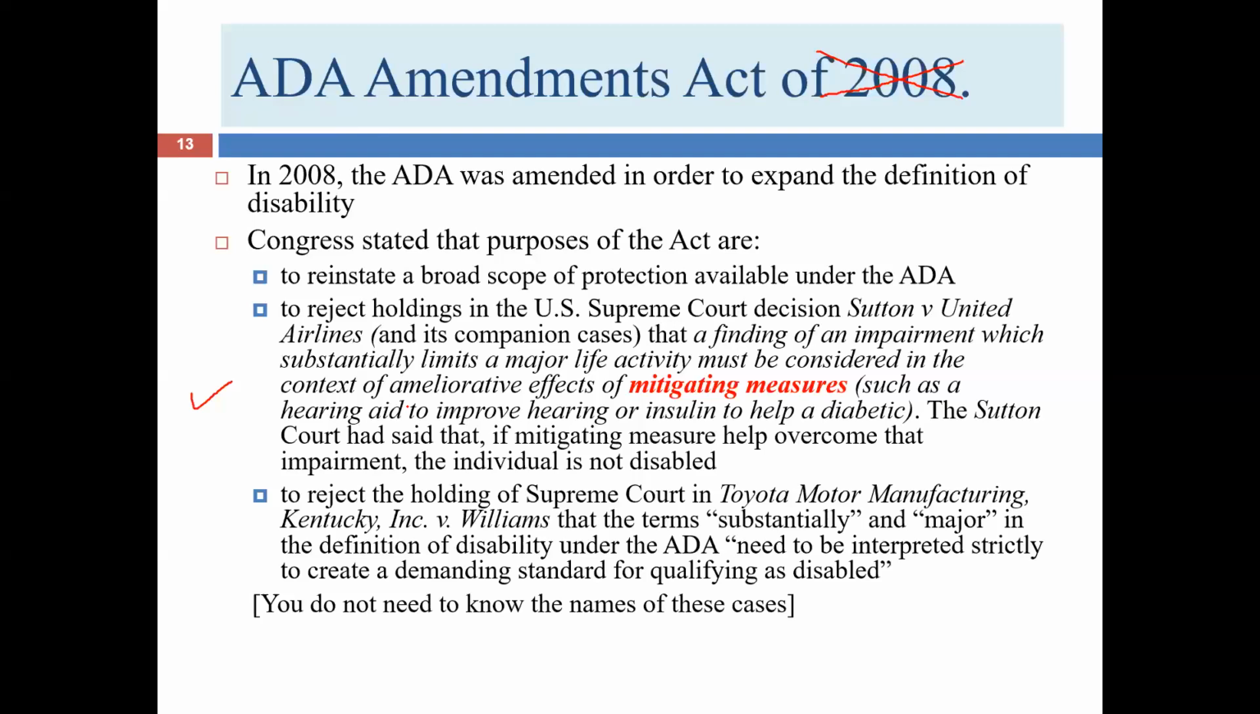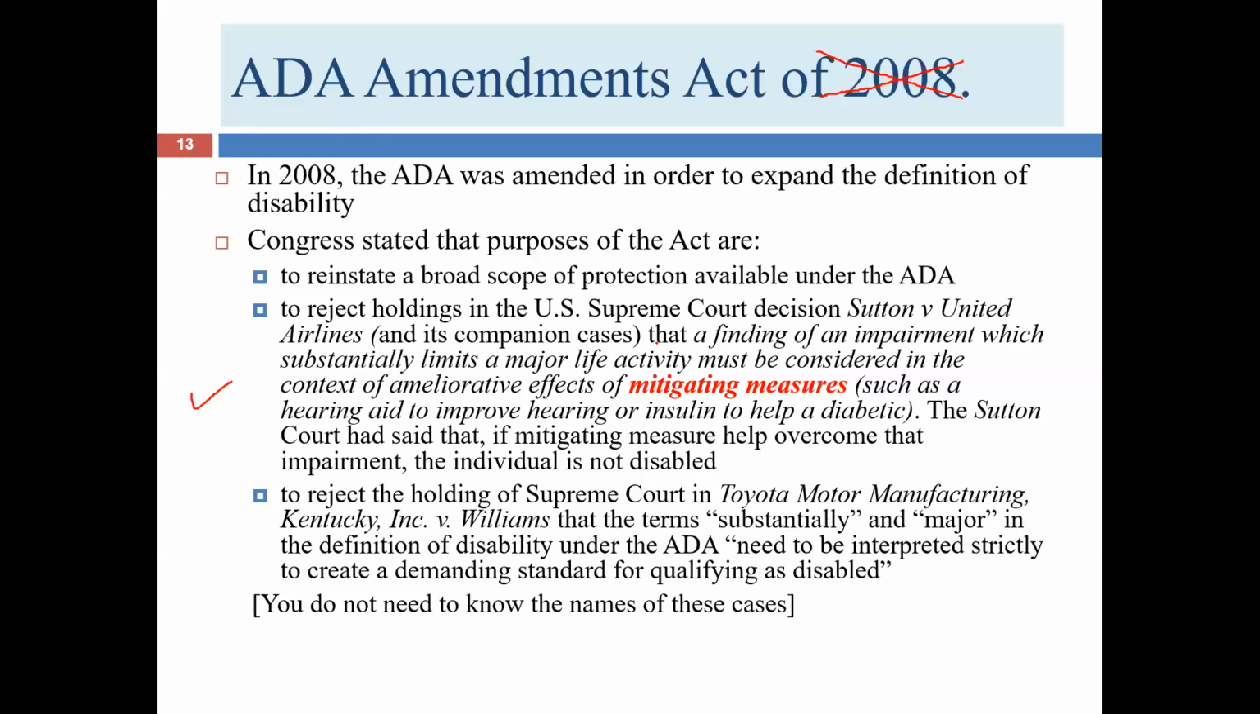The one exception is we do consider eyeglasses. So if when I put my eyeglasses or contacts on, I can see reasonably fine. When I take them off, I'm legally blind, then I'm not going to meet the definition of disabled under those circumstances. So that's the only mitigating measure that we are allowed to consider after 2008, when this particular law was passed by the Congress.